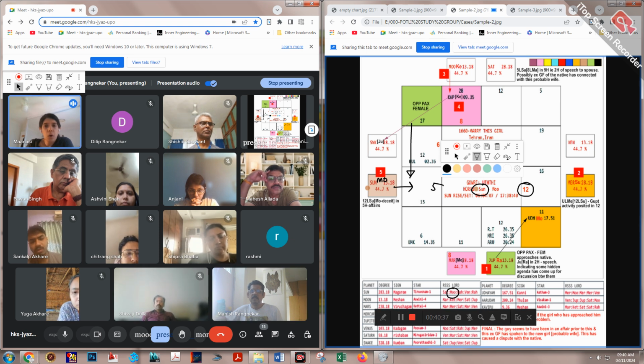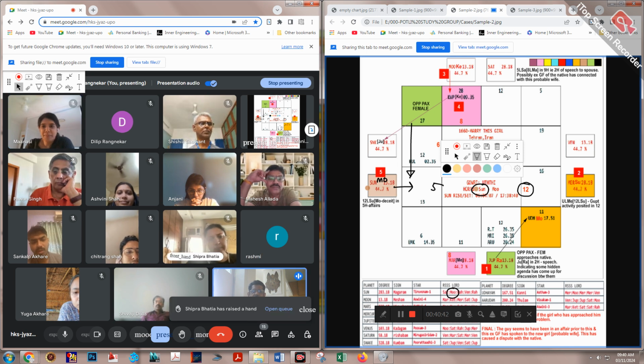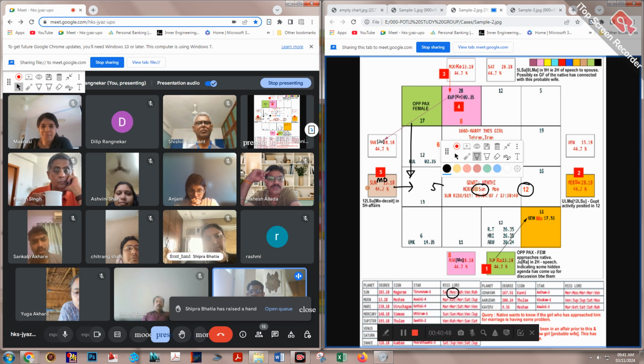There is something they're not being told by the girl's side. He had been in an affair prior to this, and his ex-girlfriend has spoken to the new girl, probably wife. This will cause a dispute with the native. So basically, ये थोड़ा अभी advance level है.